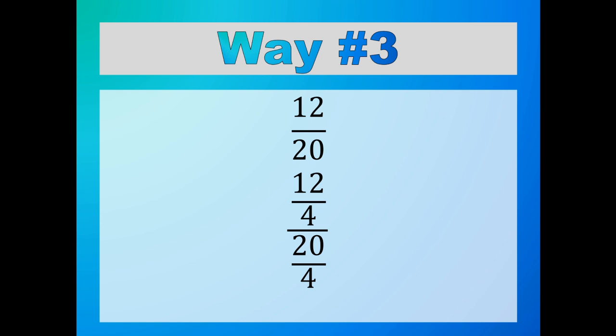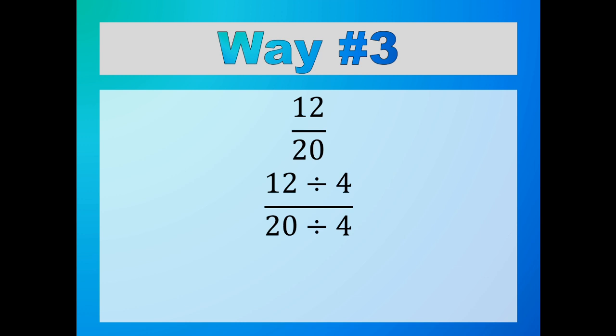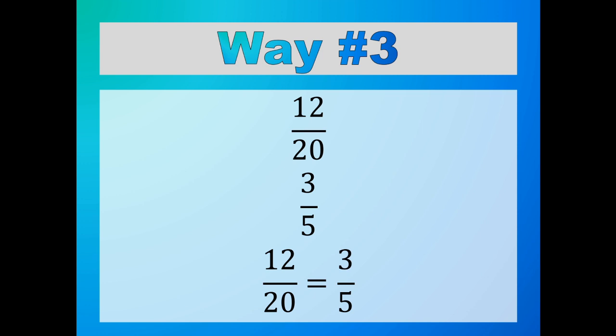Now 12/4, that is 12 divided by 4, and 20/4, that is 20 divided by 4. 12 divided by 4, that is 3, and 20 divided by 4, that is 5, and so we end up with 3/5. Therefore, 12/20ths is equal to 3/5. So this is yet another way to explain why this idea of simplifying fractions works. Ultimately, what we did is that we divided both the numerators and the denominators by 4.